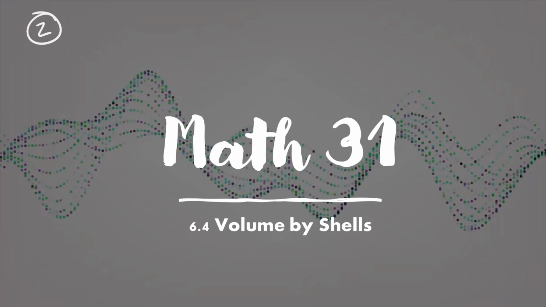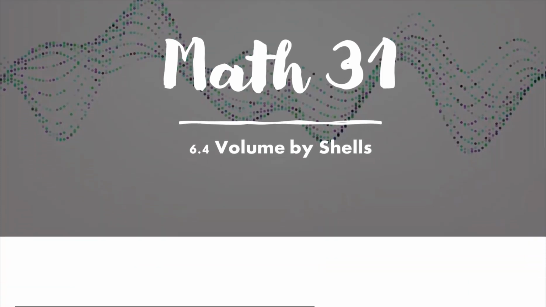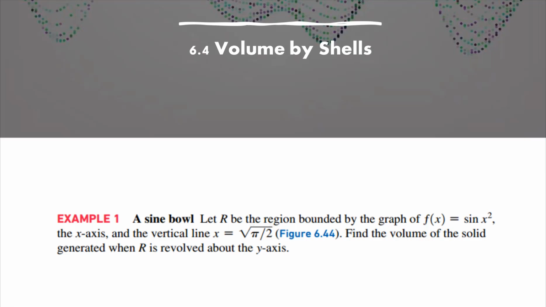All right, let's do our first problem. Volume by shell. A sine bowl. Let R be the region bounded by the graph of f of x equals sine of x squared. That's not sine squared of x, that's sine of x squared. The x-axis and the vertical line x equals the square root of pi over 2. Find the volume of the solid generated when R is revolved about the y-axis.